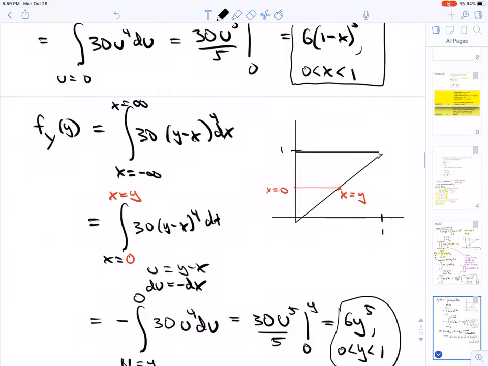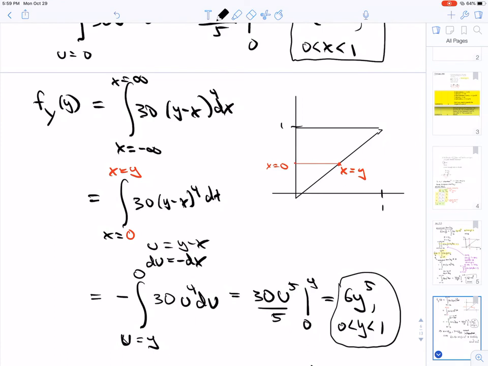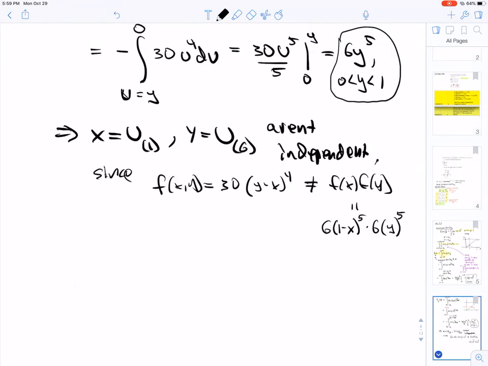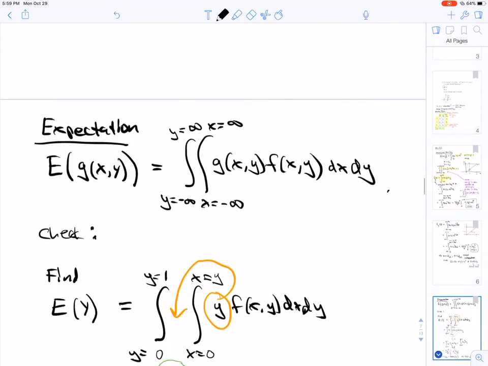And you can similarly do this to find the marginal density for y. And in that case, you pick your y, and then you're integrating from x is 0 to x is y. And you can see once you find these marginals that we do not have independence because we don't get a factorization of the joint density.